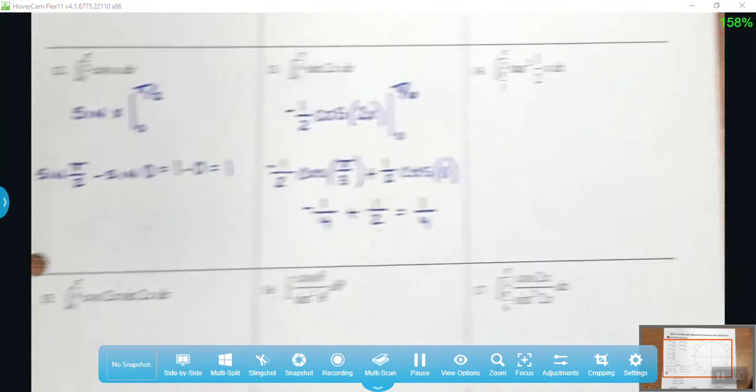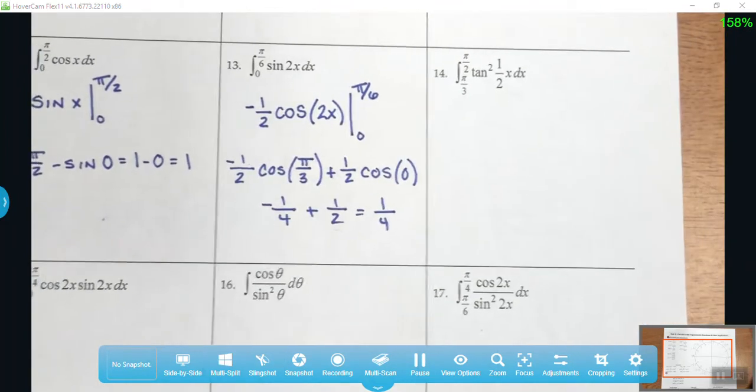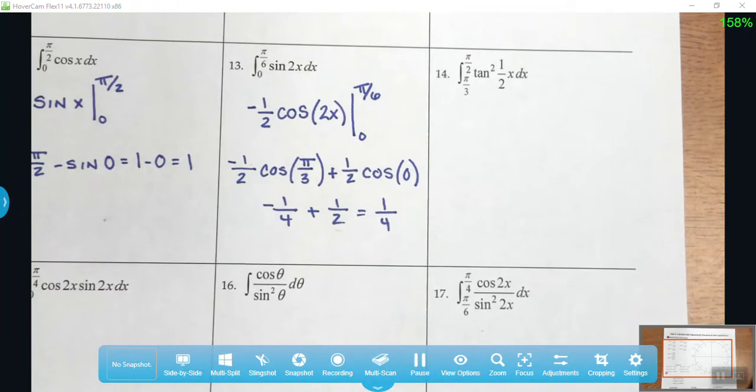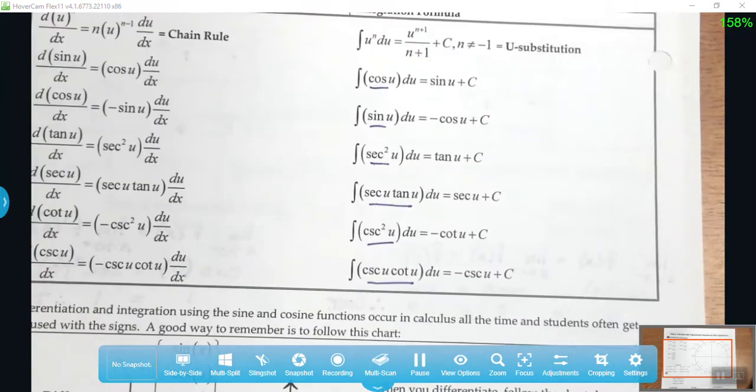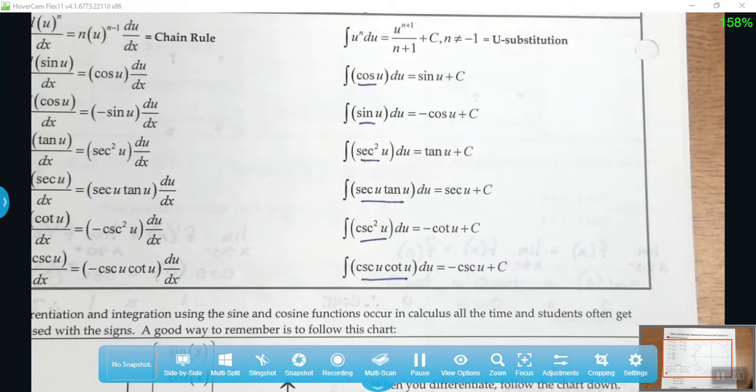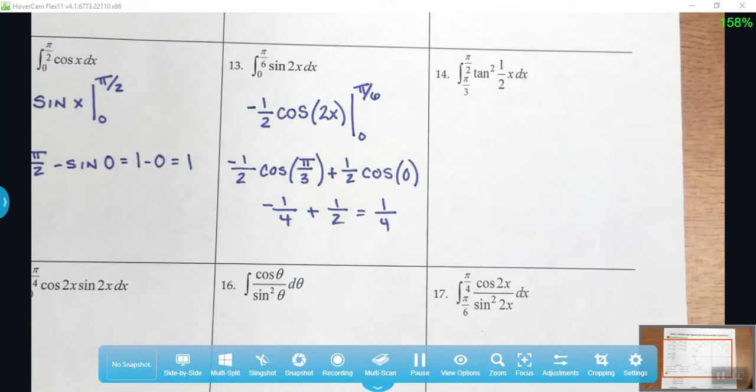Okay, 14. Tangent squared, I do not have the integral of. It's not on my integral list. So, you don't know product rule for integrals yet. You will later, though. I will wait for you to think of an idea.